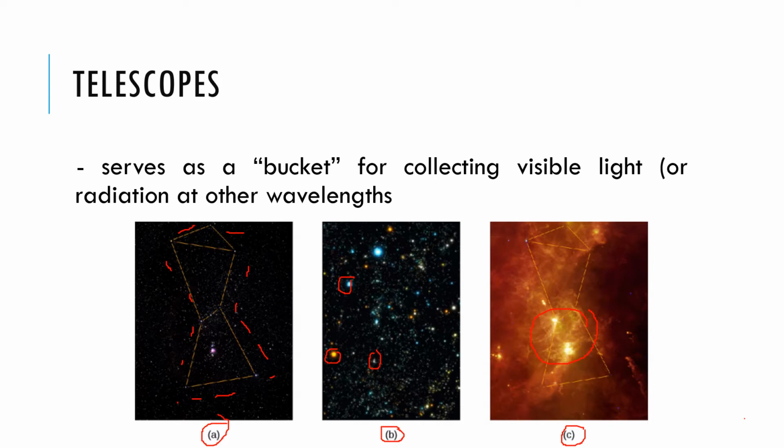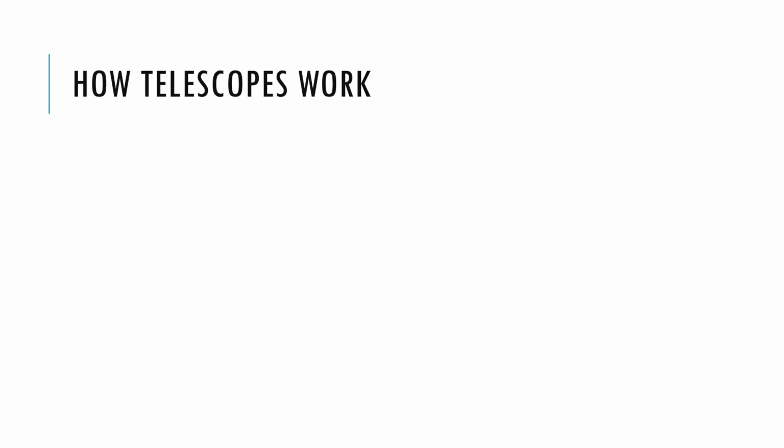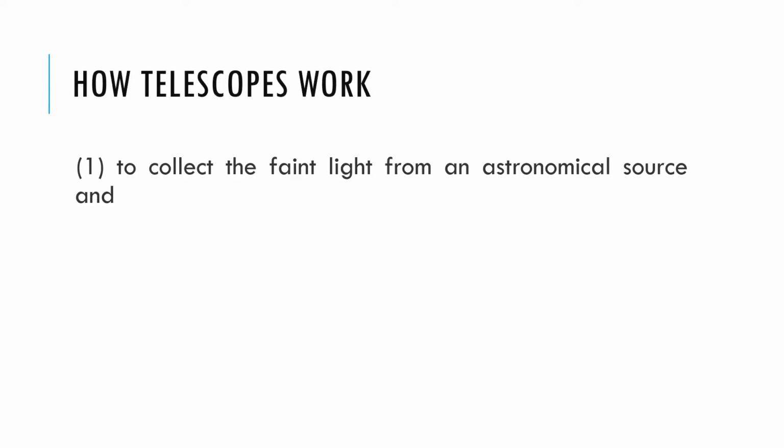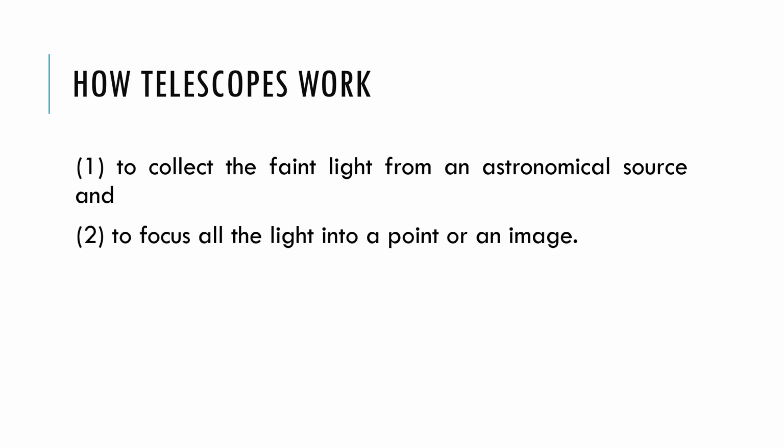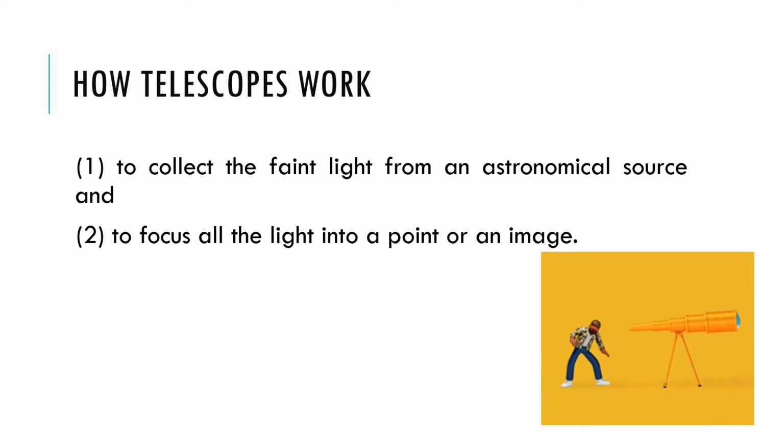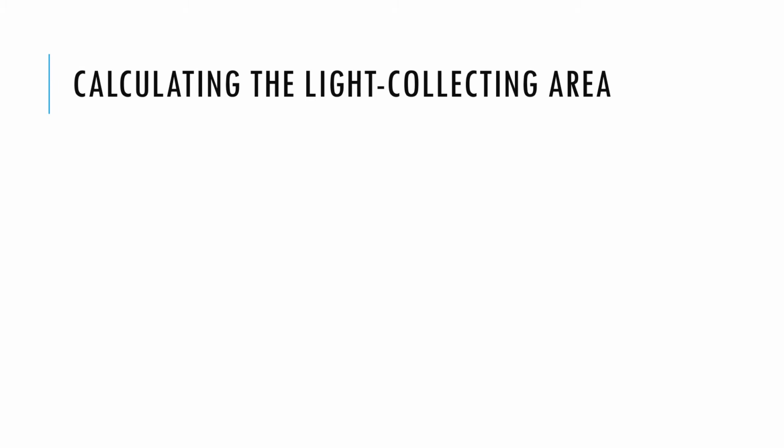Now let's first look at the development of the telescope. The most important functions of a telescope are: 1. To collect the faint light from an astronomical source, and 2. To focus all the light into a point or an image. Most objects of interest to astronomers are extremely faint. The more light we can collect, the better we can study such objects. And remember, even though we are focusing on visible light first, there are many telescopes that collect other kinds of electromagnetic radiation. Let's calculate the light collecting area of a telescope.